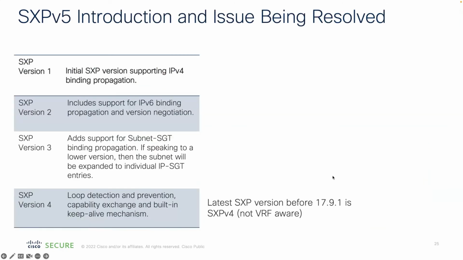Now I wanted to talk quickly about SXP version 5. Obviously, the version number means that there must have been 4 versions before. Version 1 supported IPv4, version 2 IPv6, version 3 supported subnet to SGT, and version 4, which we've been using for the last few years, added loop detection and prevention and a keepalive mechanism. So this is what we've been using before 17.9.1 came along.